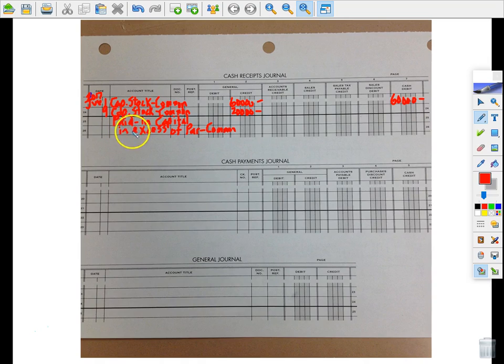So I'll read that one more time. Paid in capital in excess of par dash common. And in this case, that's $1,000. Credit. And so those 2 credits added together should be your debit to cash, 21,000. We took in a total of 21,000 cash. So there's an example of when we sell the stock for more than its par.